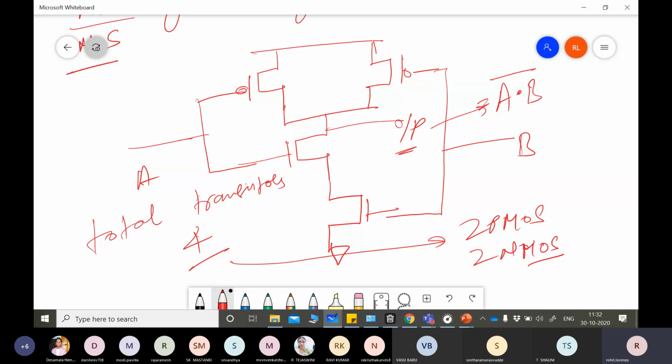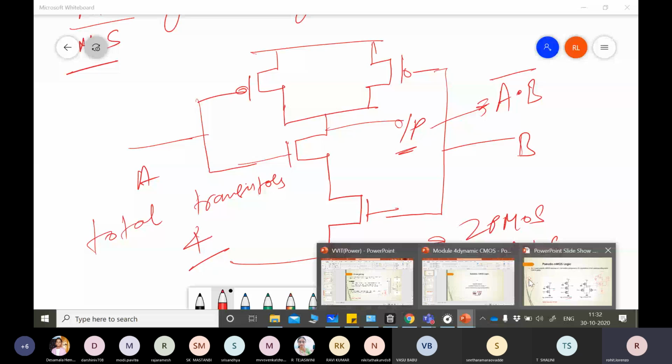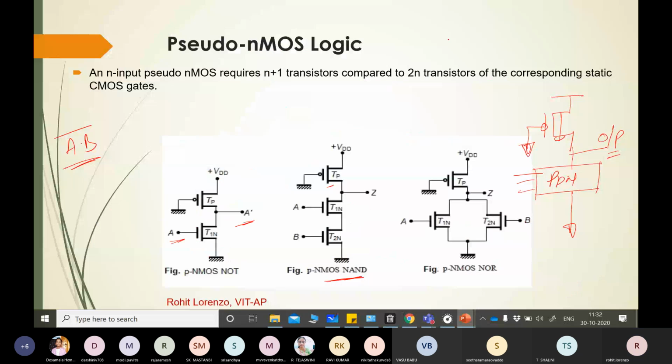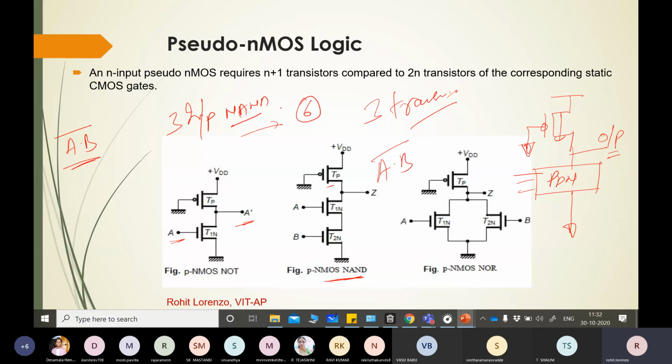Okay, this is the NAND. In static CMOS I need 4 transistors, but in this circuit I am designing the same function using 3 transistors. So overall the transistor count is minimized. If I want to design a 3 input NAND, the total transistors required in static CMOS is 6, 3 for PMOS and 3 for NMOS. But if I design it with pseudo NMOS, I require only 4.